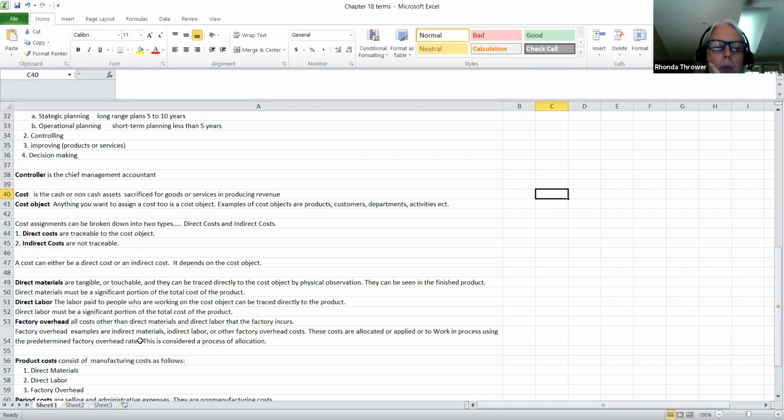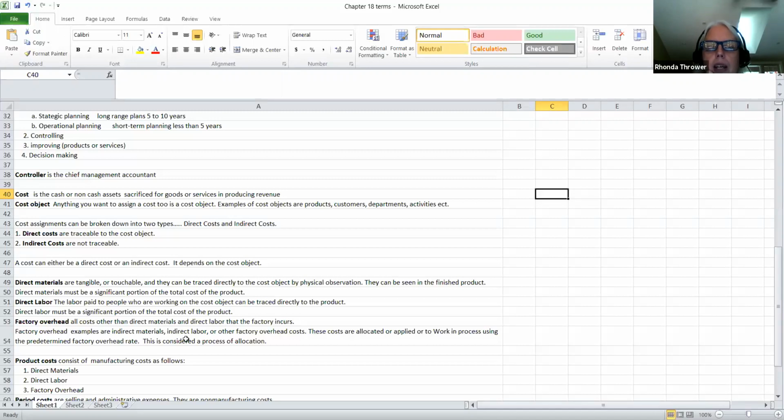So some examples of factory overhead are indirect materials. Indirect materials are the materials that we need to use to produce the product, but they are not a significant portion of the product, and they have insignificant cost associated with them. Indirect labor is also considered to be factory overhead.